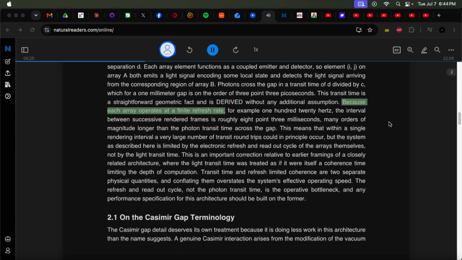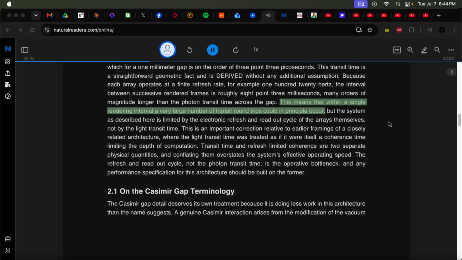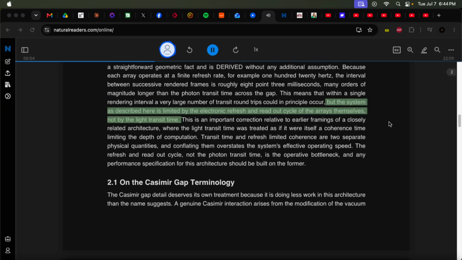Because each array operates at a finite refresh rate, for example 120 Hz, the interval between successive rendered frames is roughly 8.3 milliseconds, many orders of magnitude longer than the photon transit time across the gap. This means that within a single rendering interval a very large number of transit round trips could in principle occur. But the system is described here as limited by the electronic refresh and readout cycle of the arrays themselves, not by the light transit time.